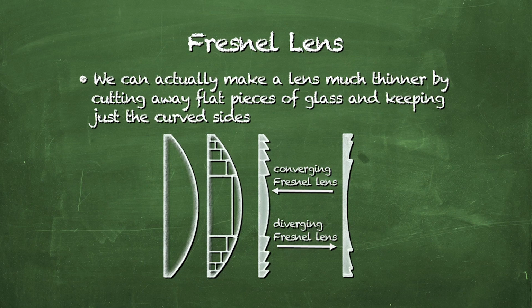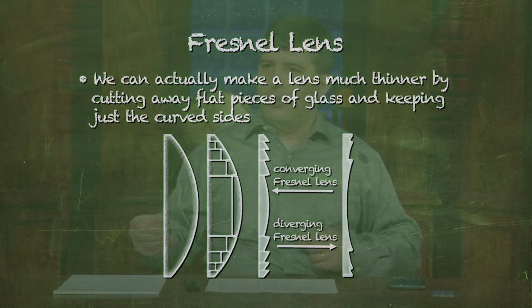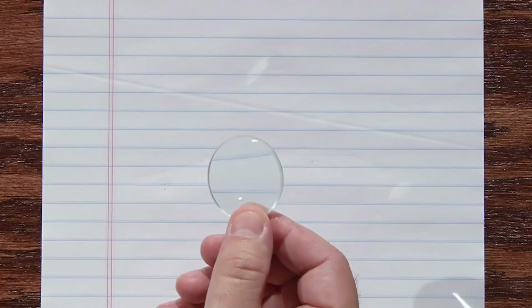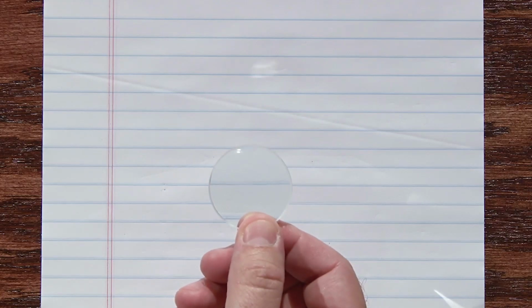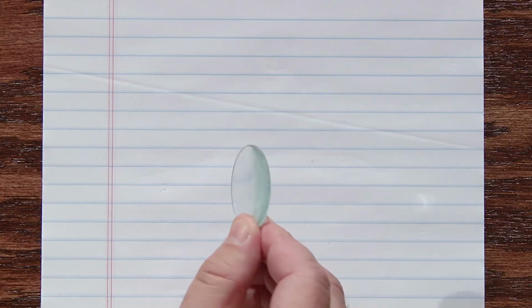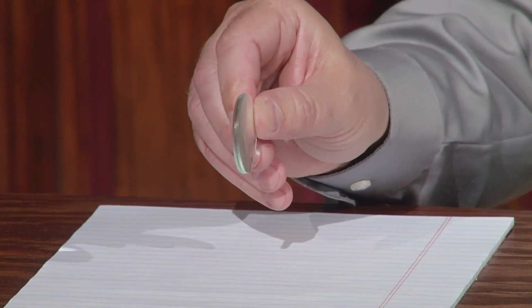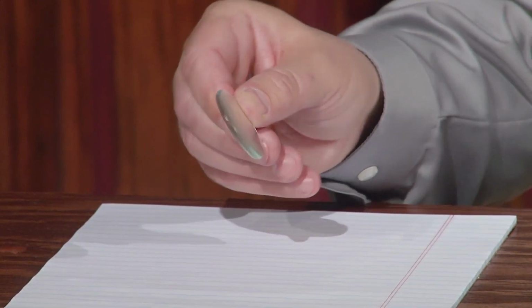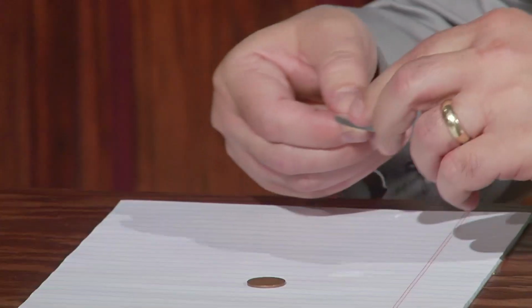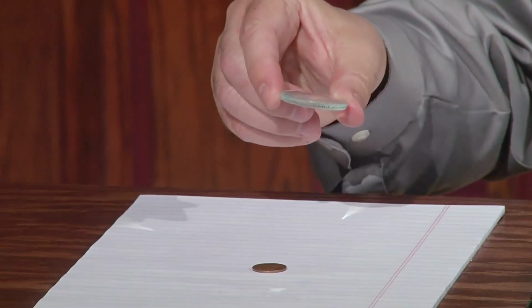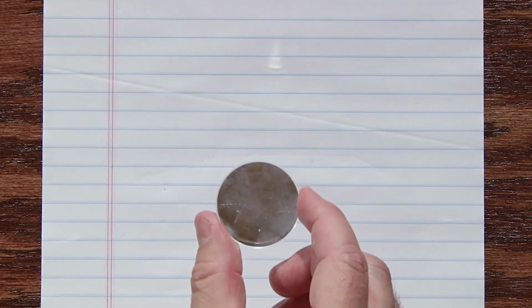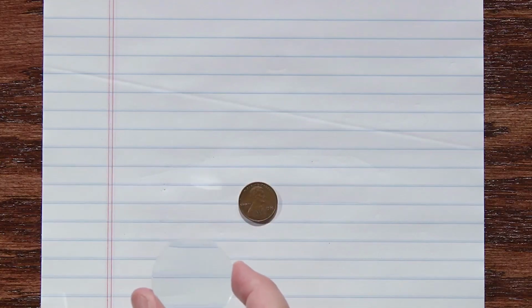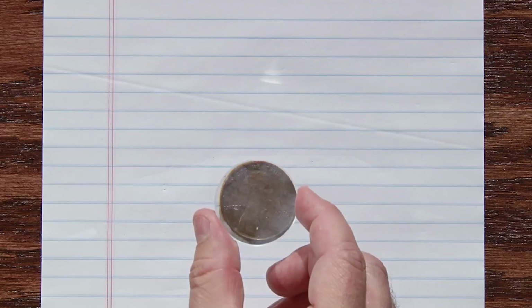Let me demonstrate that for you. This is a conventional glass lens. It is a converging lens. It is thicker in the middle than it is at the edges. I don't know if you can actually see that, but it does have the effect of magnifying an object. And as you can see from that penny, we can magnify the penny.